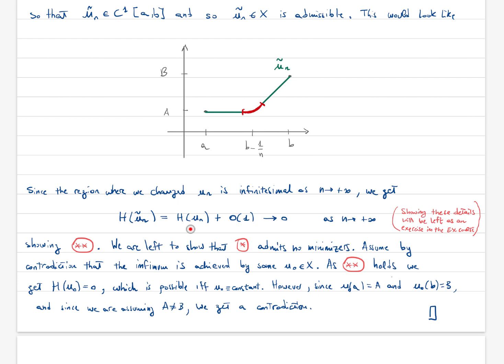Okay, and since the energy is non-negative, so we already know that h is greater or equal than 0. So in particular, we know that also the inf of h has to be greater or equal than 0, right? So by producing a sequence such that h of un converges to 0, we have just shown that the infimum is actually equal to 0.